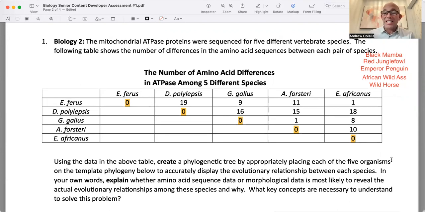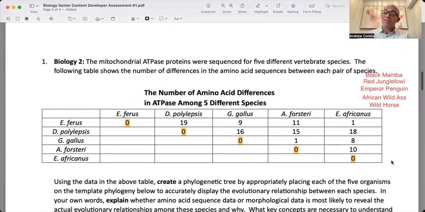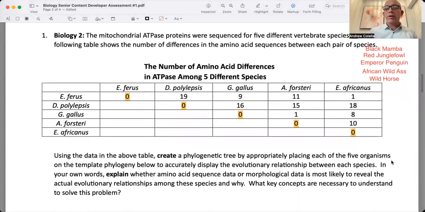The mitochondrial ATPase proteins were sequenced for 5 different vertebrate species. The following table shows the number of differences in the amino acid sequences between each pair of species. All right, let's slow down here and take a close look. Whenever you're given a data table, slow down and really take a look. Make sure you understand what it's showing you.